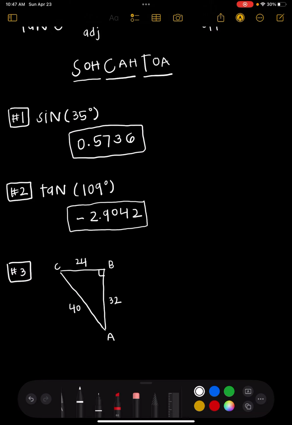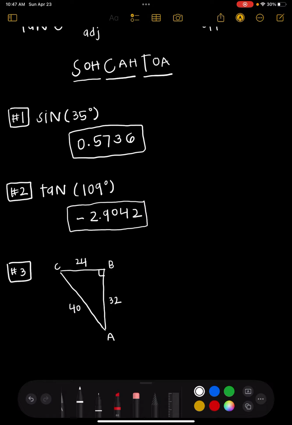Now, one cool thing to know is that anytime you have sines and cosines, all of your sines and cosines will be less than 1 when you plug them in. And then your tangent could be less than 1 or greater than 1, but that's a good way to double check.